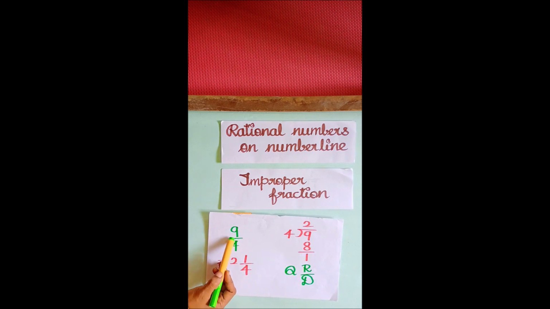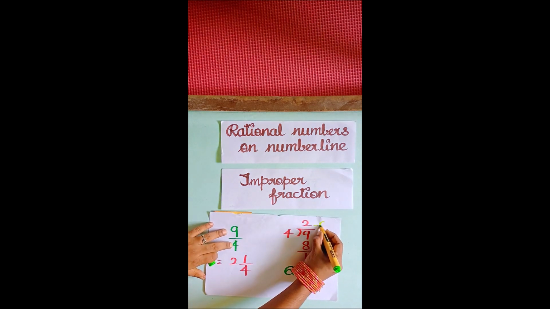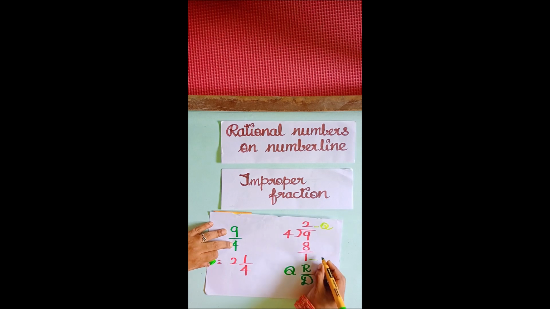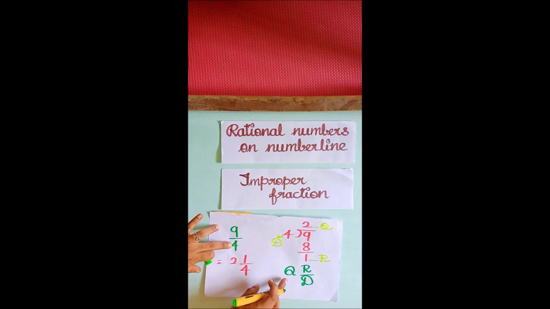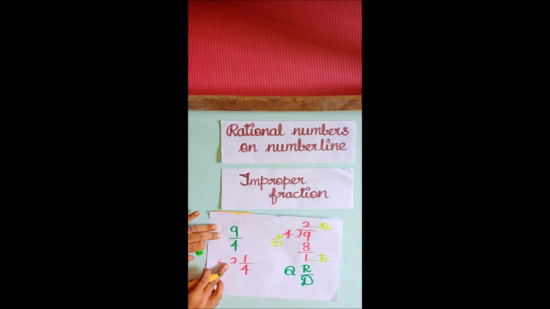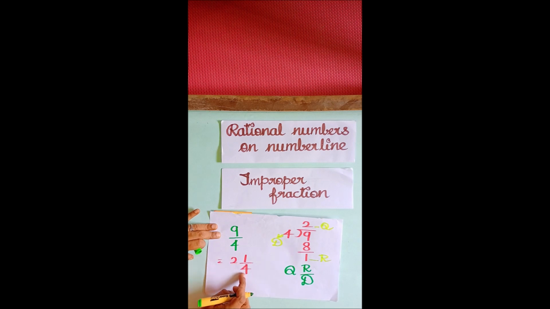If you change an improper fraction into a mixed fraction, what is the idea? Quotient, remainder, divisor. What is the quotient from this? This 2 is the quotient. Here 1 is the remainder. This 4 is the divisor. So you can change and write this improper fraction as a mixed fraction. The quotient is 2, the remainder is 1, the divisor is 4. So 9 by 4 can be changed into 2 1 by 4. Now it is easy to represent on a number line.